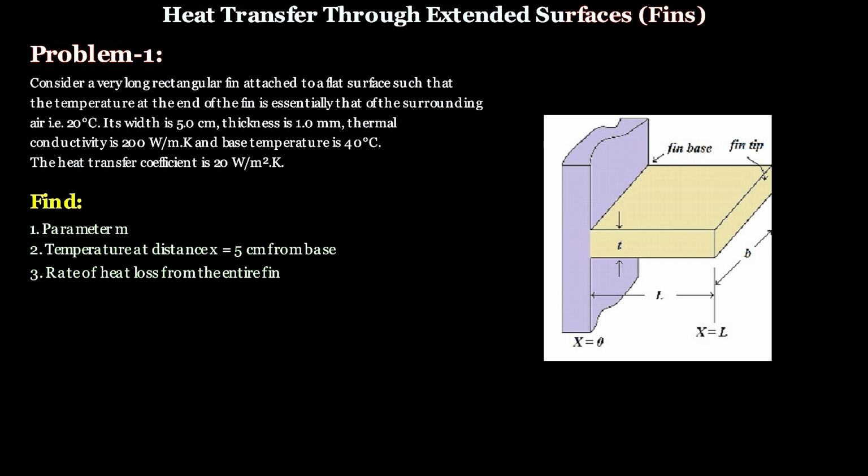We need to find 3 things. First, the parameter m. Second, the temperature at a distance x equals 5 centimeters from the base. And third, the rate of heat loss from the entire fin. Now, let's organize our given data.